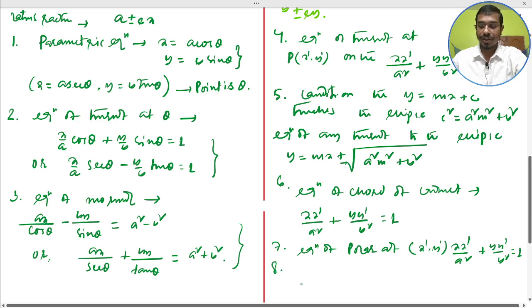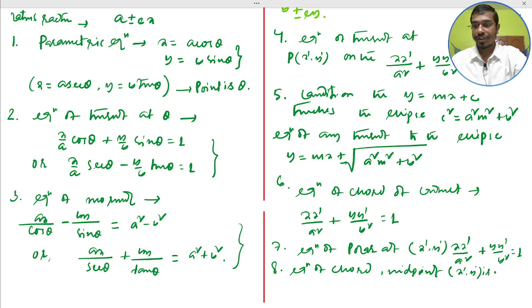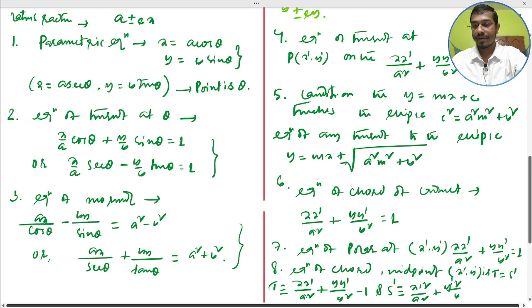Next, equation of chord whose midpoint is x dash y dash: T equals S dash, where T equals x x dash divided by a square plus y y dash divided by b square minus 1, and S dash is equivalent to x dash square by a square plus y dash square by b square minus 1. Okay.